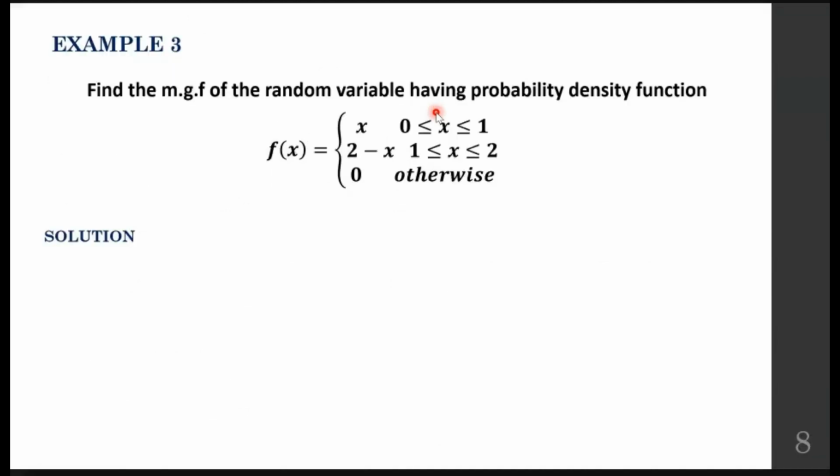Next problem. Only find the MGF. Find the MGF of the random variable having PDF f of x equal to x for x lying between 0 and 1, 2 minus x for 1 less than x less than 2, and equal to 0 otherwise.